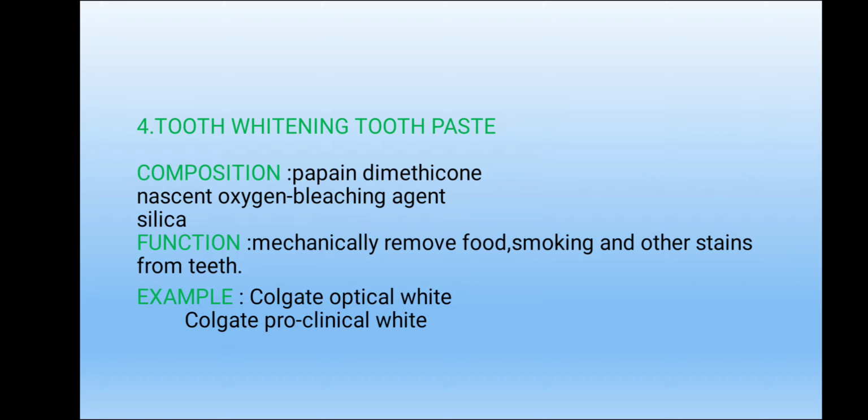Number 4 is tooth whitening toothpaste. It consists of nascent oxygen, a bleaching agent. So this is also used for tooth whitening purposes. The function of this toothpaste is to mechanically remove food, smoke and other stains from the tooth. Examples are Colgate Optic White and Colgate Pro Clinical White.